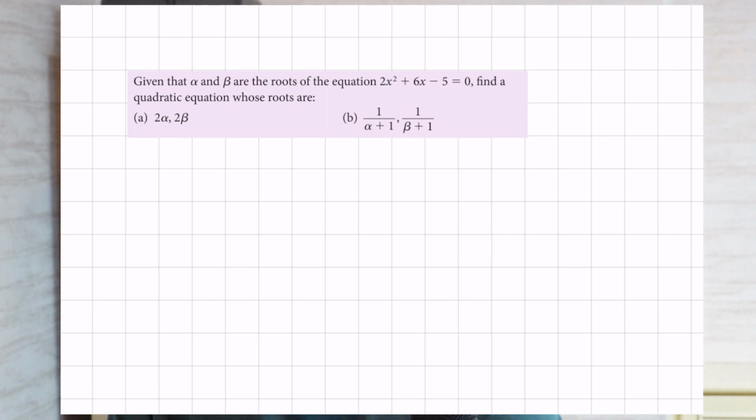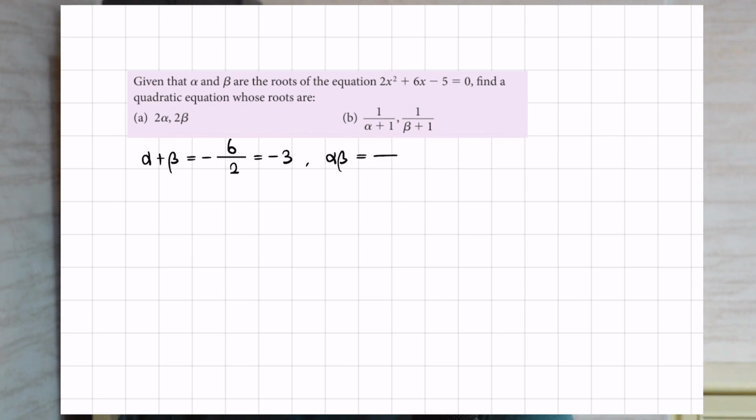So for the original quadratic equation, we have a equals 2, b equals 6, and c equals negative 5, which means alpha plus beta can be found quite easily. It's negative b over a, and we know that b is equal to 6 already, a is equal to 2, so alpha plus beta is equal to negative 3. Also, alpha times beta is equal to c over a, which is negative 5 over 2. So these are alpha plus beta and alpha times beta.